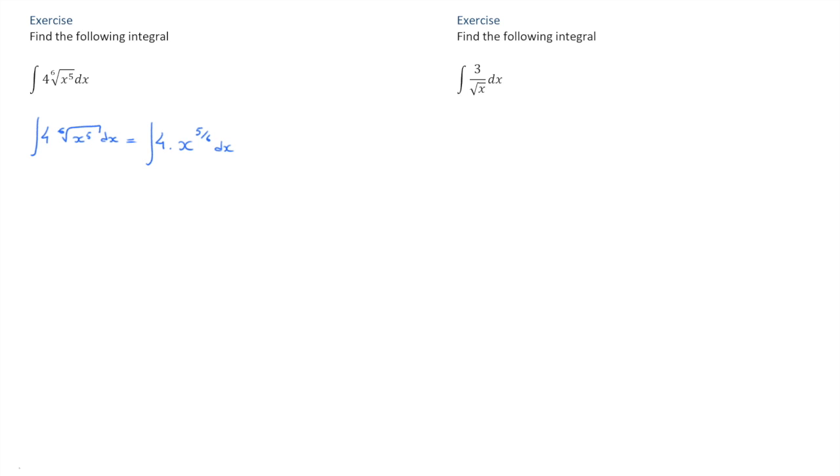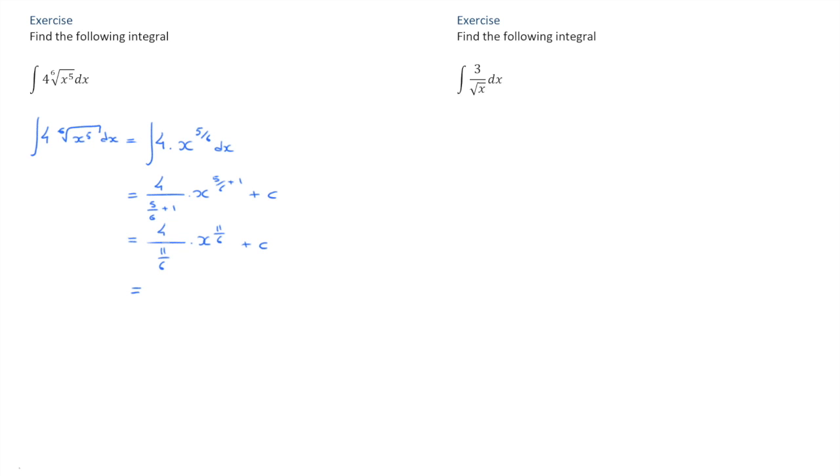Now, using the power rule, we can go ahead and say that this equals 4 over 5 over 6 plus 1 times x to the power of 5 over 6 plus 1 plus a constant of integration c. Now we take care of the denominator. This is equal to 4 over 5 over 6 plus 1. Well, that's 11 over 6. So that's 4 over 11 over 6 times x to the power of 5 over 6 plus 1. Again, that's 11 over 6, plus c.